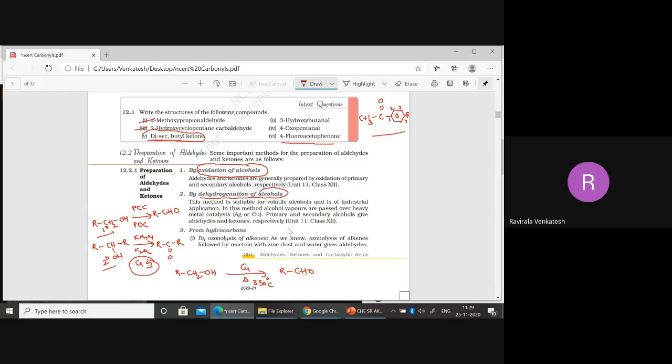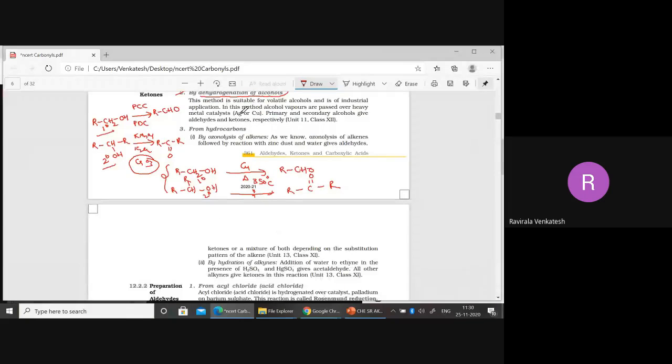Again, if I take secondary alcohol, RCHROH, with the same reagent, you are going to get what? Ketones actually. This already we discussed in the distinguishing tests of primary, secondary, tertiary alcohols. So you just follow those reactions, you will get this one. And from hydrocarbons: ozonolysis of alkenes, hydration of alkynes. This we discussed in the 11th class itself.